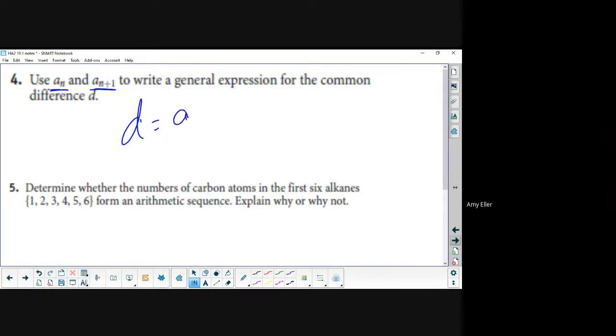So if I did this, would that work? The term minus the term after it. No, I need those in the opposite order. The difference is the term after, subtract the term before it. A sub n is the term before a sub n plus 1. Kind of new notation for you. Please read 6 through 8 and do those on your own.